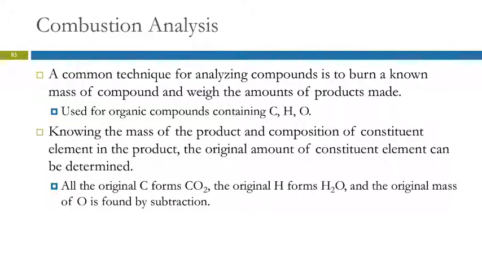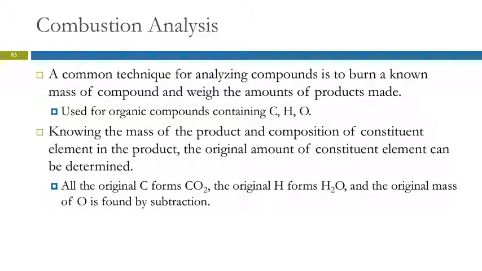So what happens in this combustion is all of the carbon that was in the original compound forms CO2. So we know the mass of CO2 that's released, and we can figure out the mass of carbon that's in that CO2, and that's the mass of carbon that was in the starting compound. All the hydrogen forms water. So we collect that, we weigh it, and then we can find the mass of hydrogen. The original mass of oxygen, if there is any in the compound, is found by subtracting. You know the total mass that you started with. You've calculated how much carbon was released, how much hydrogen was released.